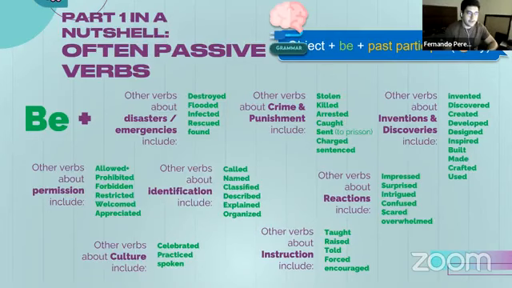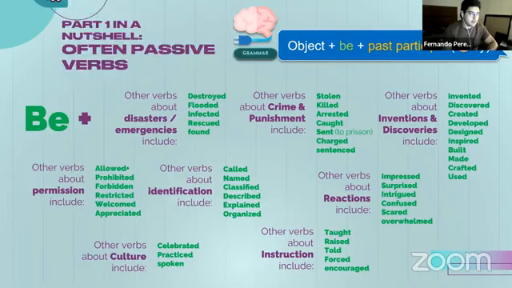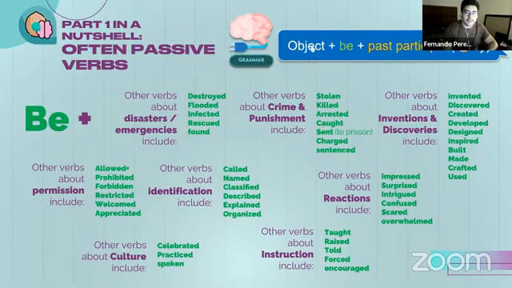We are going to take into consideration the following structure: the object plus be, and then the past participle. And if it's necessary, you use the connector by to talk about who did the action. These are the topics when passive voice is mostly used: disasters and emergencies, crime and punishment, inventions and discoveries, reactions, instruction, identification, permission, or culture.